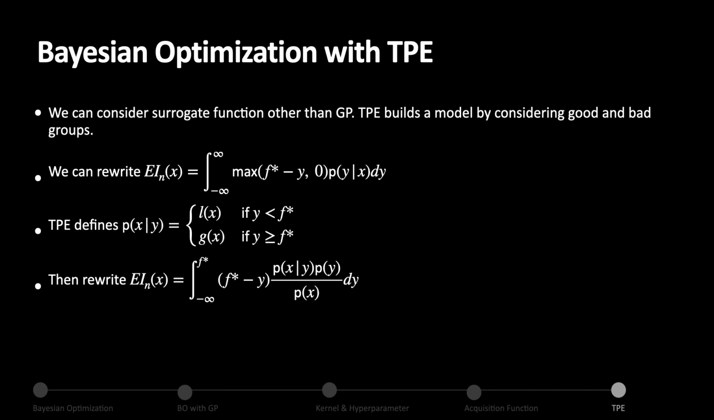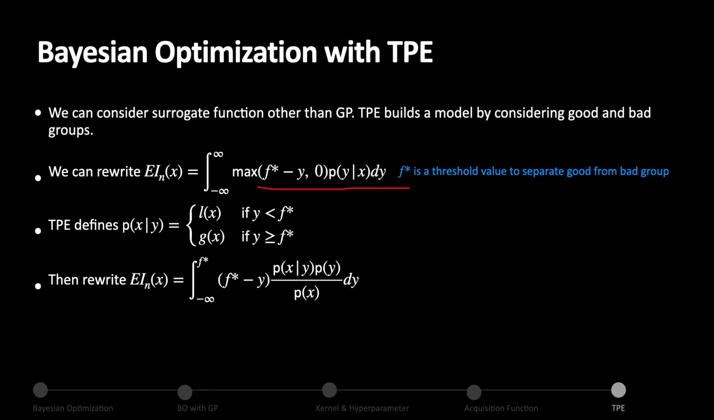We first rewrite the EI function as the integral of the positive value of f star minus y, times the posterior probability p of y given x. The f star here is a threshold value to separate good from bad groups.